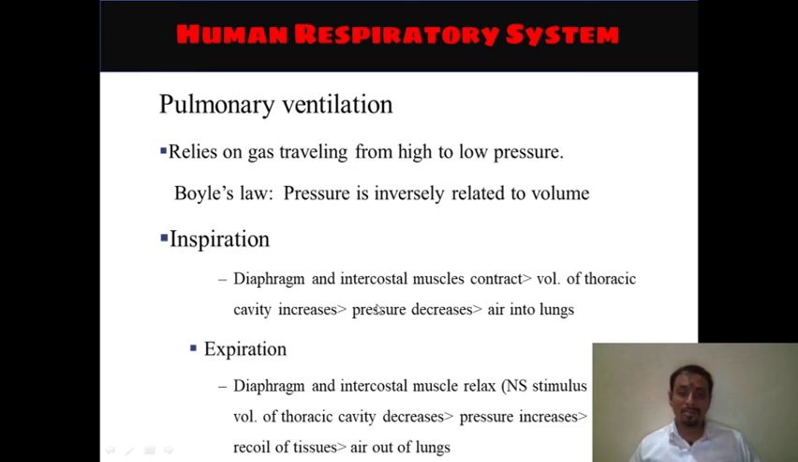So when the pulmonary pressure decreases as compared to the outer atmospheric pressure, inhalation or inspiration occurs, taking air inside. What is expiration according to the Pearson biology book? The diaphragm and intercostal muscles relax, the nervous stimulus stops, the volume of the thoracic cavity decreases, pressure increases, elastic recoil of tissues occurs, and air gets outside of the lungs. Means pulmonary pressure inside the lungs increases as compared to the outer atmospheric pressure, and the air is exhaled outside. That is, CO2 is exhaled outside.